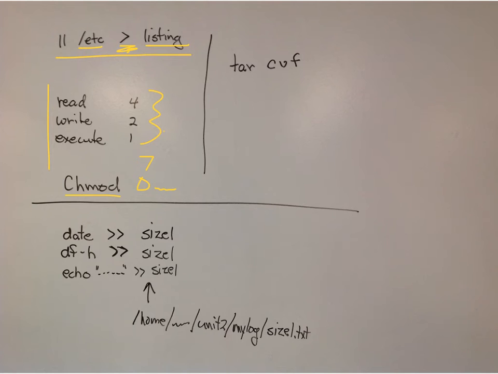7 would give the owner all rights. 4, 5, 6, 7. If you want just read and write, it'd be a 6. So if I had a 6 here, that would be our group. And if I had a 5 here, that would be all others. A 5 would be read and execute, but you couldn't change it.